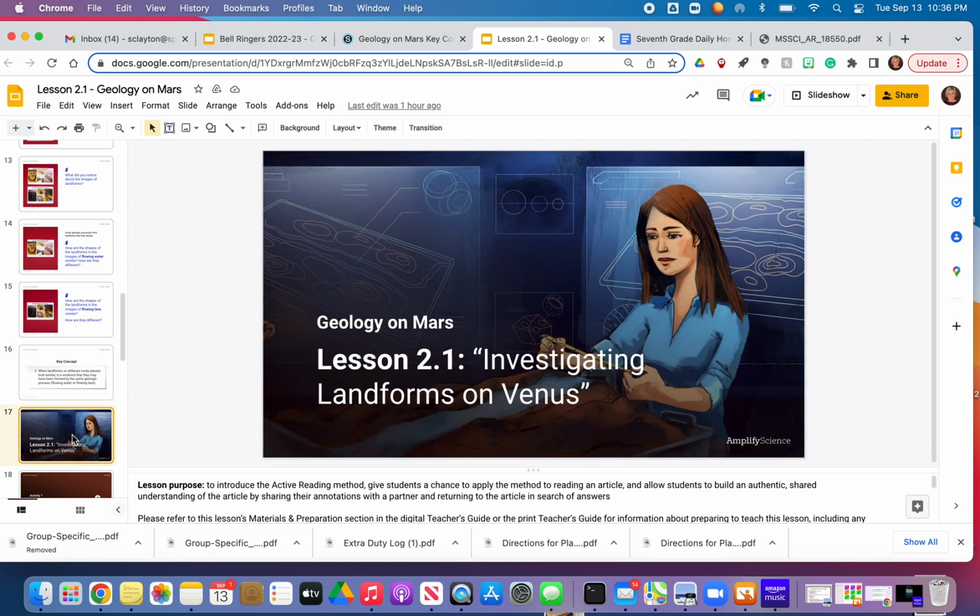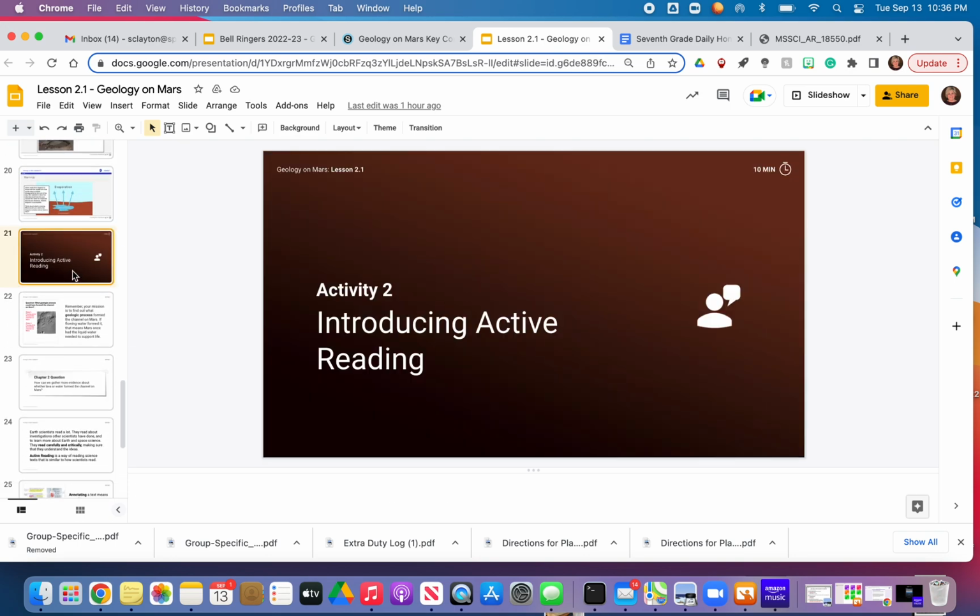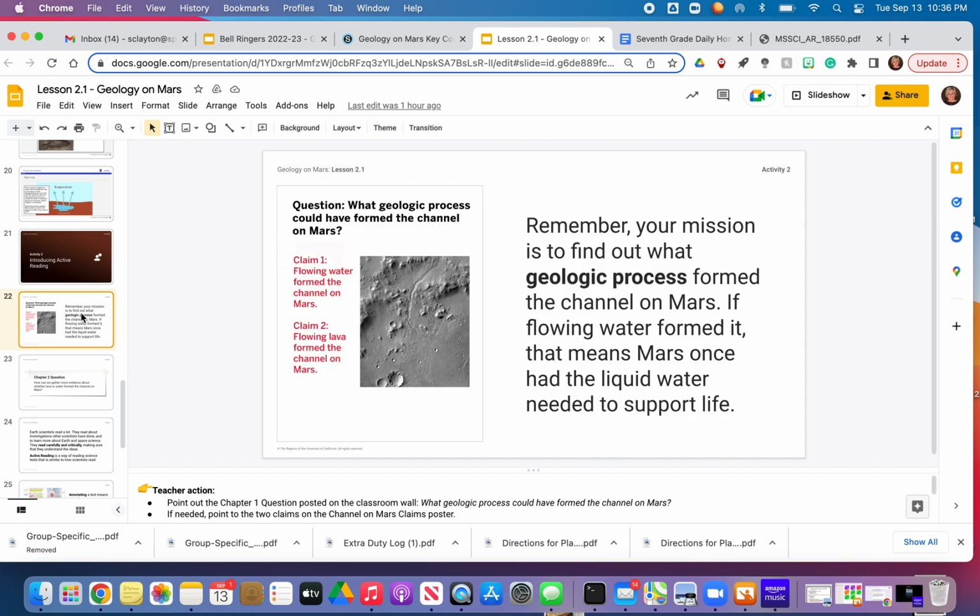Okay, lastly, we took an article investigating landforms on Venus, and we are going to be practicing active reading. And I talked to the kids a lot about, remember, we've got 2 claims. What geologic process could have formed the channel on Mars? And claim number 1 says it was water. Claim number 2 says it's lava. We need to find out more information, just more than what we can see, and making comparisons of photographs that we see on Earth.